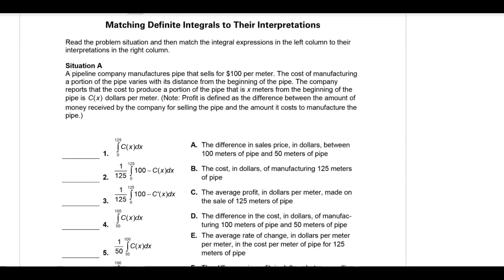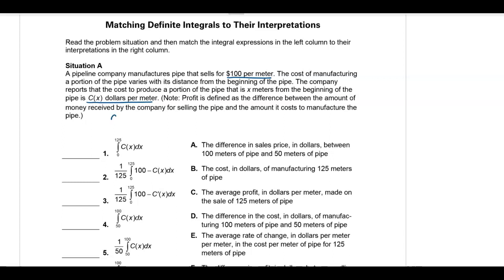So, couple things. All right, so we have a pipeline company. The pipe sells for $100 per meter. The cost of manufacturing varies with its distance from the beginning of the pipe. Of course it does. The company reports that the cost, that is X meters from the beginning of the pipe, is C of X dollars per meter. And profit is the difference between the amount of money received and the amount of cost. So here's kind of what we know.